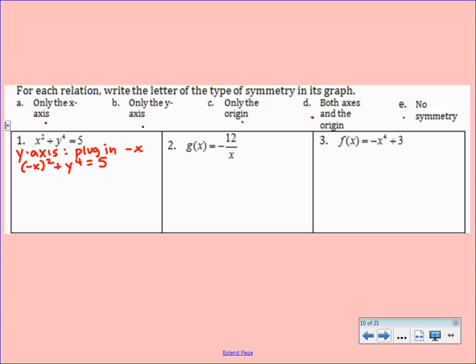Simplify. When you square a negative x, what do you get? Positive x squared, right? The squared is still there, but it becomes positive. Is that equal to exactly what we started with? Yes. Then that means it does have y-axis symmetry. Cool?